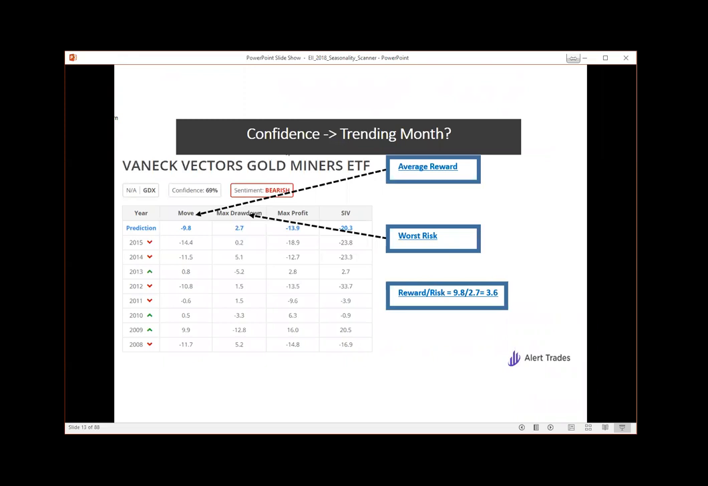Now, one of the things I'm going to talk about right now is when do you go for a drawdown? Why do we choose a 30-day cycle? We noticed a pattern in the 30-day seasonality cycle.